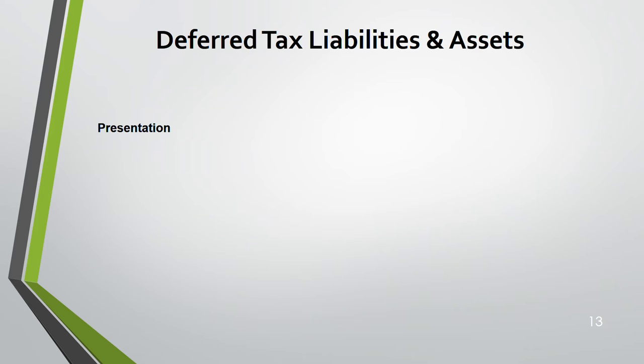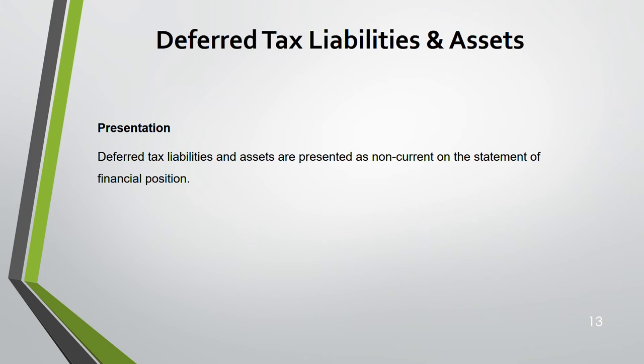Now, how do you present? Presentation of deferred tax assets and liabilities. There are three things we went through. Number one, recognition. Number two, measurement. Number three, presentation. Recognition and measurement, we finished. Now, the third thing is presentation. How do you present a deferred tax asset and liability? They are presented as non-current on the statement of financial position. Non-current, because they are not just for 1 year. It can extend over a number of years. That's why a deferred tax asset or liability is presented as non-current.